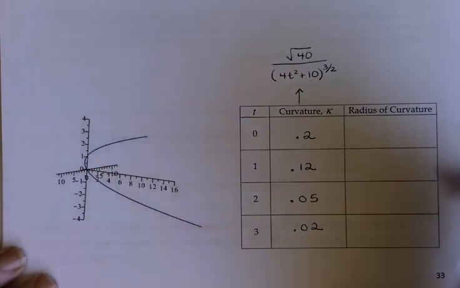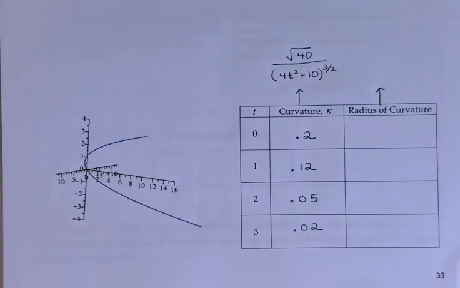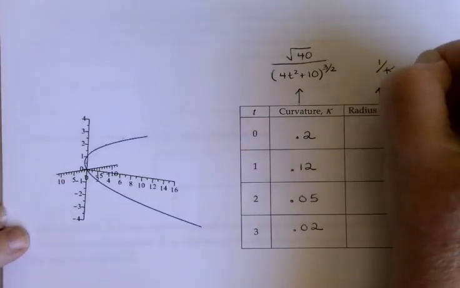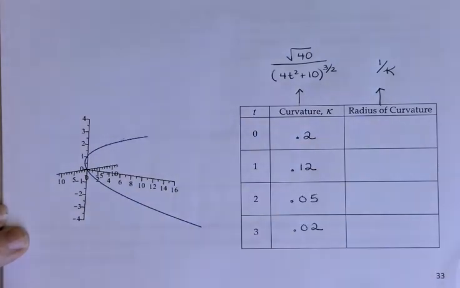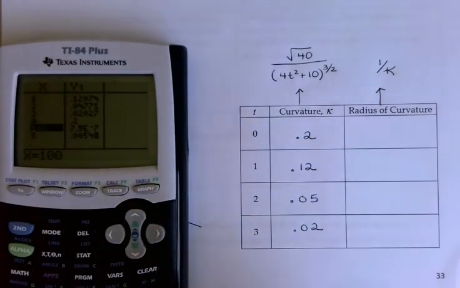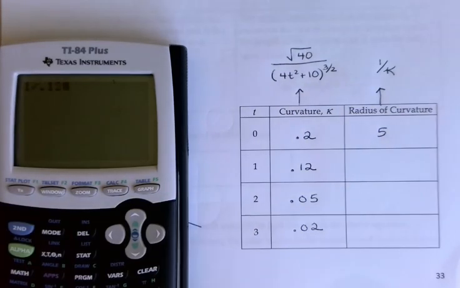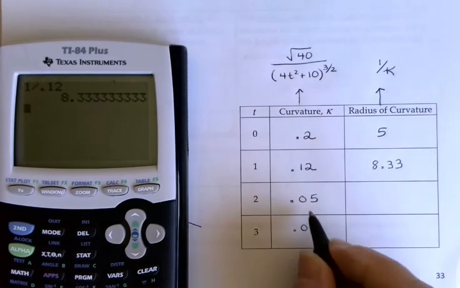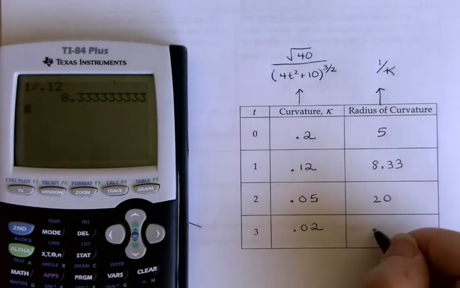All right, the radius of curvature, we're just going to take a lesson here from what we saw with the circle. The radius of curvature is actually the reciprocal of the curvature. So if you just take 1 over these values, 1 over 0.2 would be 5. 1 over 0.12 is about 8.33. 1 over 0.05, that'd be 20. And 1 over 0.02, that would be 50.